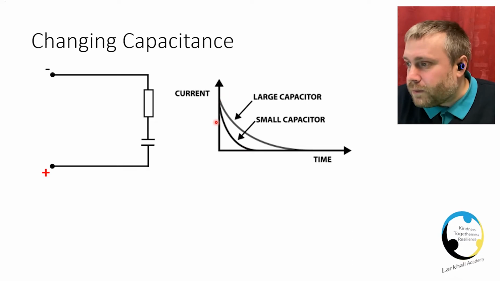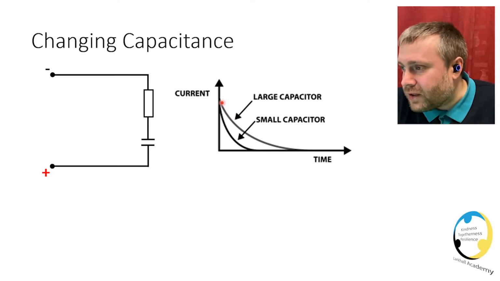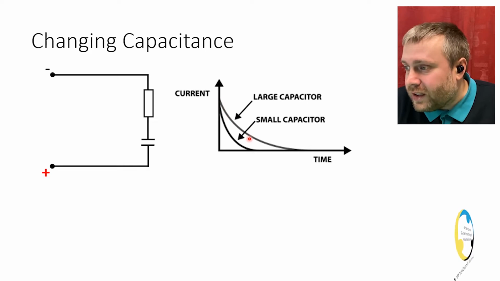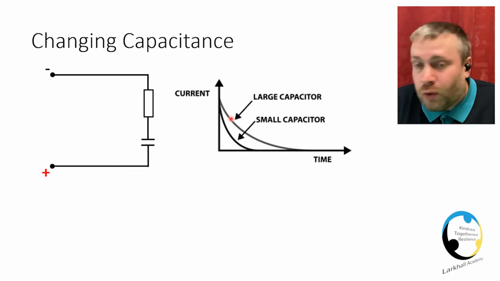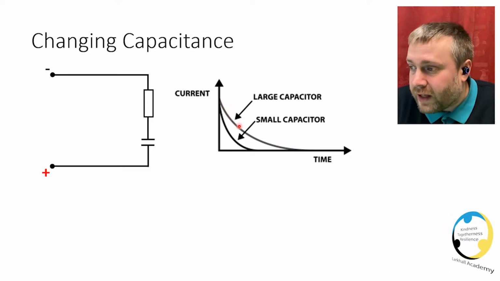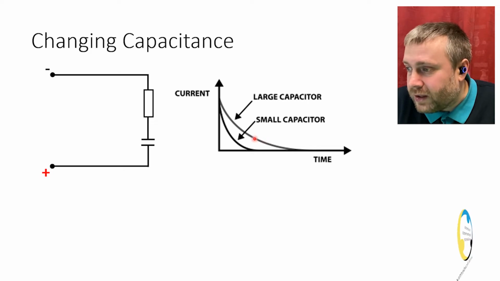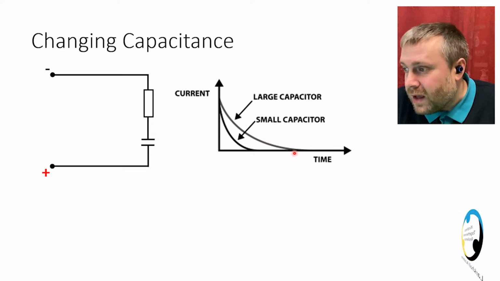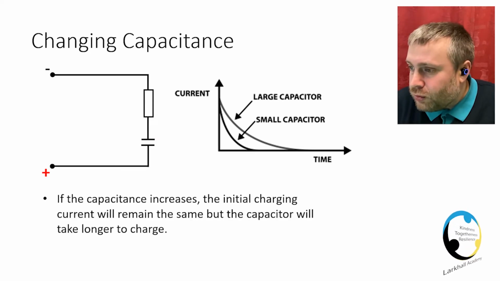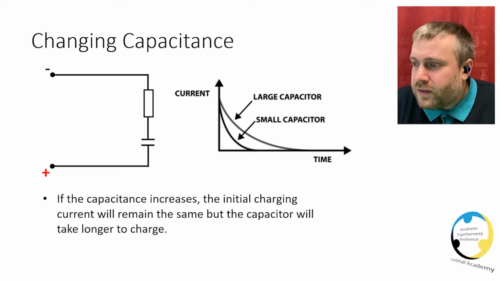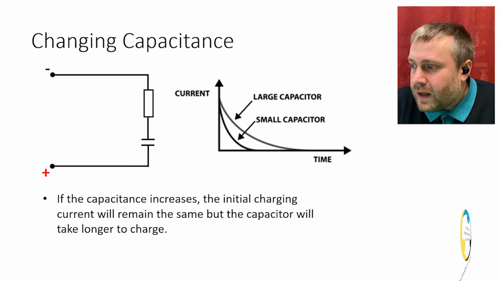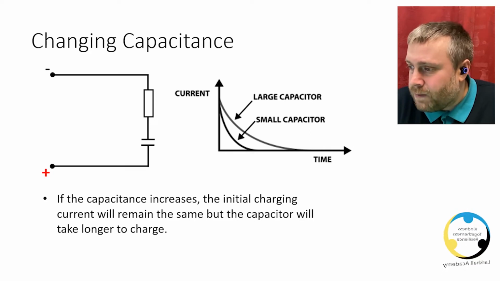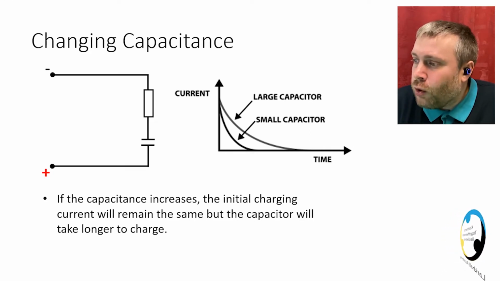For the larger capacitor, obviously it's taking a longer time here. We just see a bit of a shallower curve as well because we've got more charge going on. It takes longer for that charge to slow down because there's more room for the charges to be stored on this plate. So that's exactly what's happening here. Quick note on this: if the capacitance increases, the initial charging current will remain the same, but the capacitor will take longer to charge.